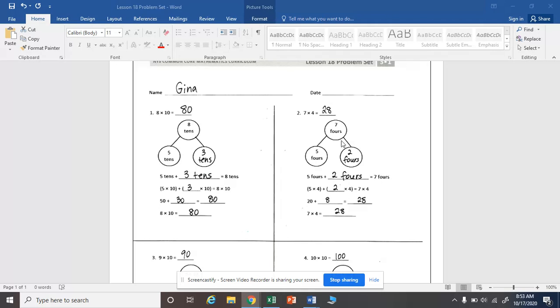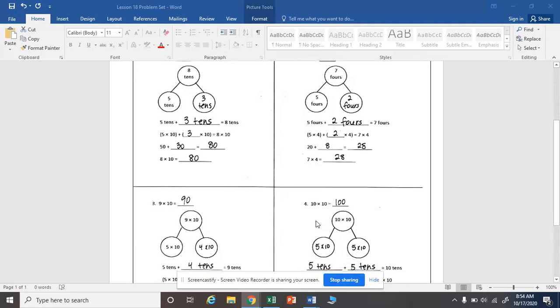Number 2, we broke the 7 fours into 5 fours and 2 fours. 5 fours plus 2 fours equals 7 fours. And remember, 5 fours is saying the same thing as 5 times 4, so 2 fours is 2 times 4, which equals 7 times 4. 20 plus 8 equals 28, so 7 times 4 is 28.